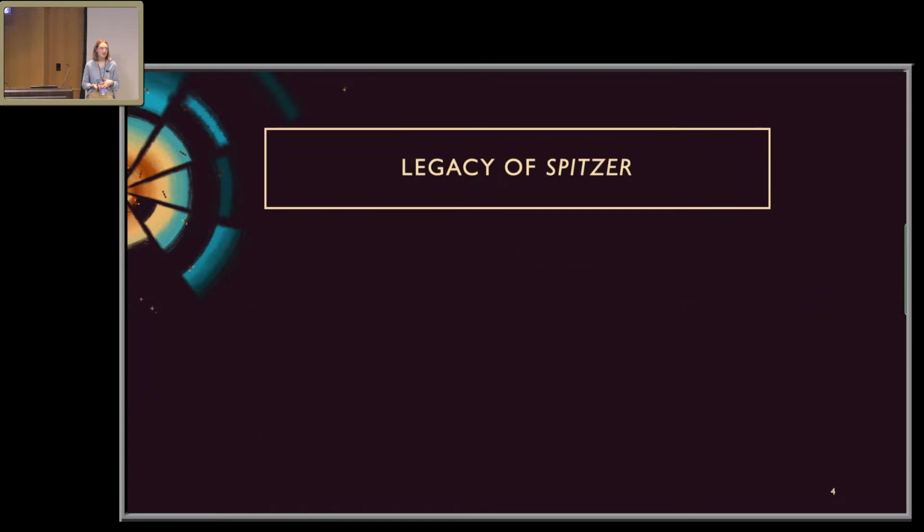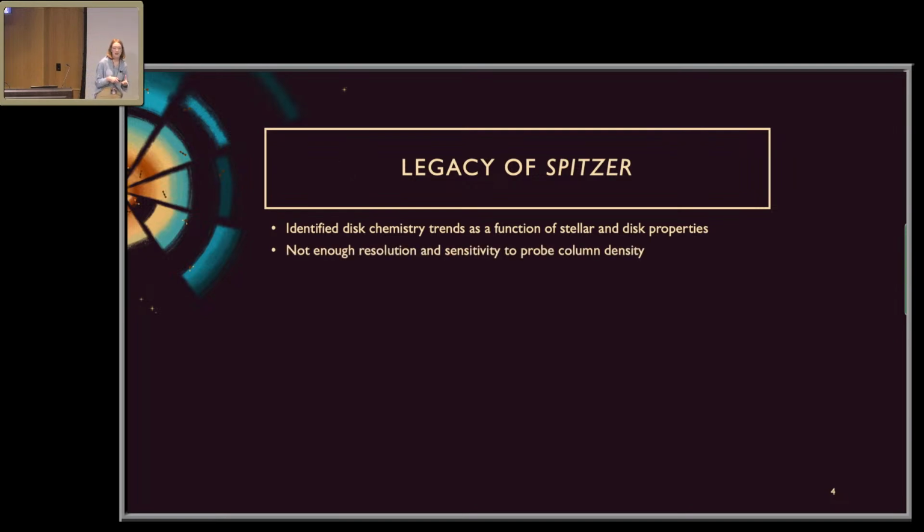Spitzer, on the other hand, at the time, I mean, I think Andrea already showed this very nicely, they already identified disk chemistry trends based on what the outer disk looks like. However, they didn't really have this resolution that we have now. So rather than focusing on really the exact column densities, there were more trends related to line fluxes. And these were all blends, of course.